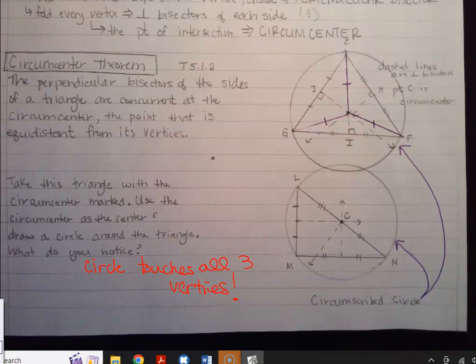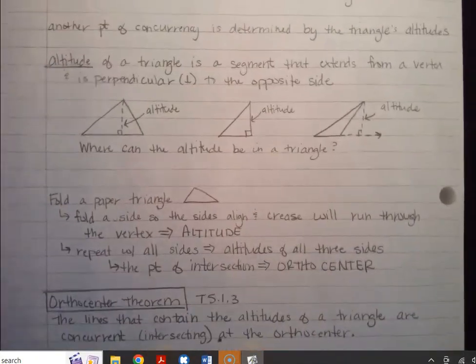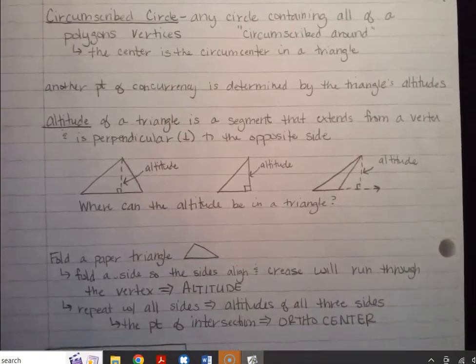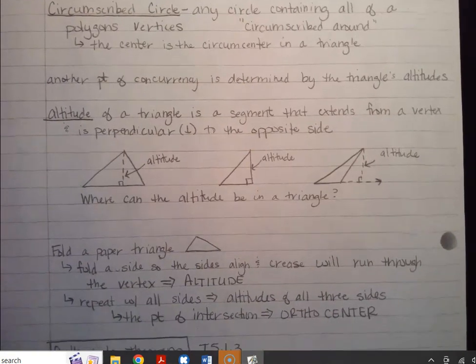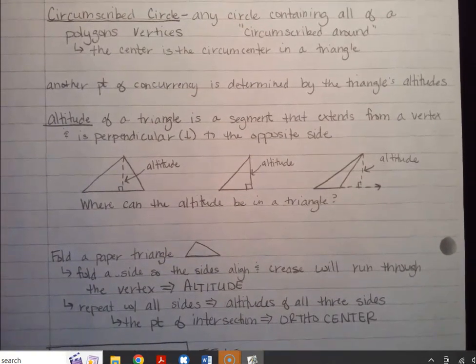Now, if we flip over, we have a definition for this lovely circumscribed circle. Any circle containing all of a polygon's vertices. So it doesn't have to be a triangle. It might say it's circumscribed around. But a circumscribed circle is any circle that contains all of a polygon's vertices.